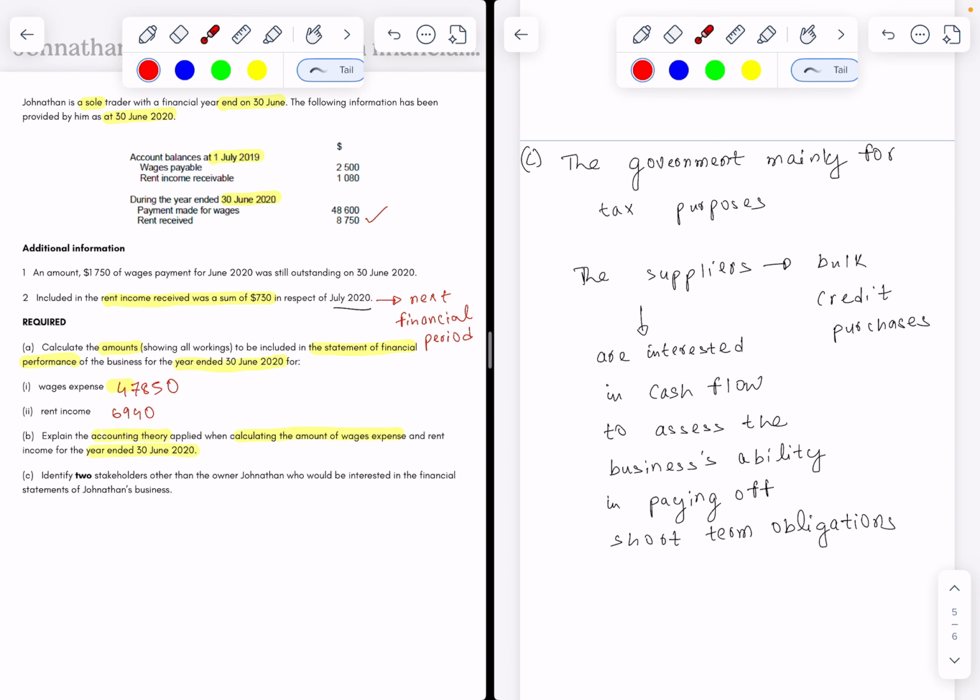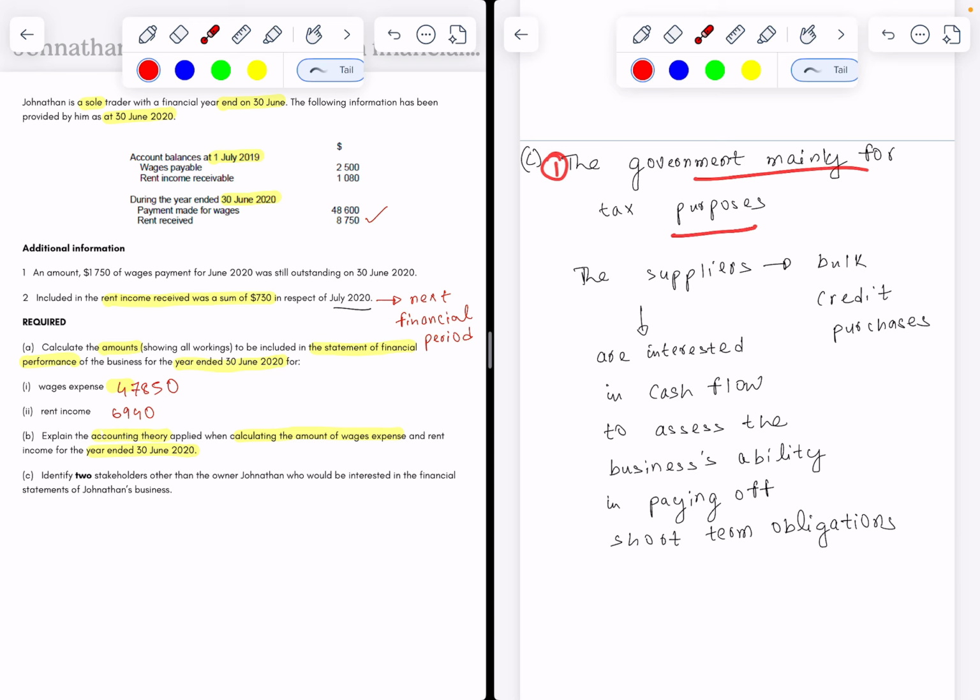Identify two stakeholders other than the owner, Jonathan, who would be interested in the financial statements of Jonathan's business. First of all, of course, the government, because they want to look into the financial statements for reporting purposes regarding the country's businesses. And also, it's mainly for tax purposes. The government wants to know how much you owe them in taxes based on the profit you make, all right?